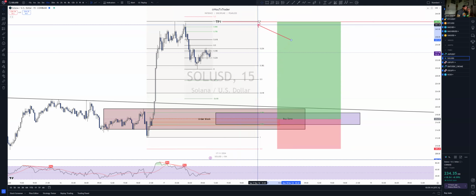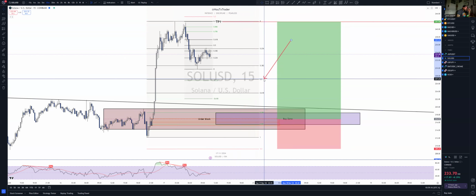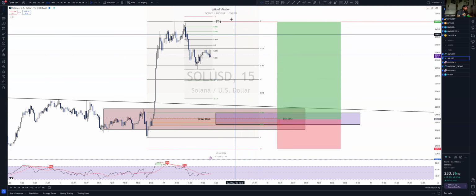I want to sell at a premium. I want to buy at a discount. Equilibrium is not. It's 50-50. It's neither a discount nor a premium. It's right in the middle, right? So I'm not taking that trade.